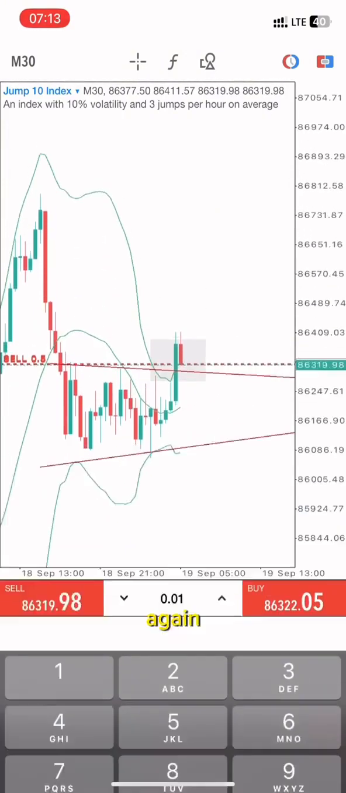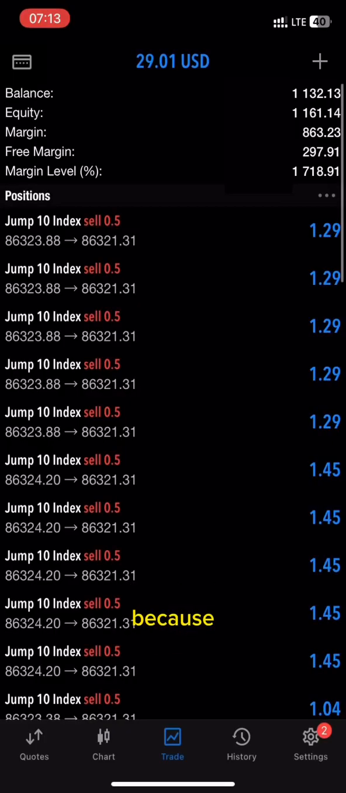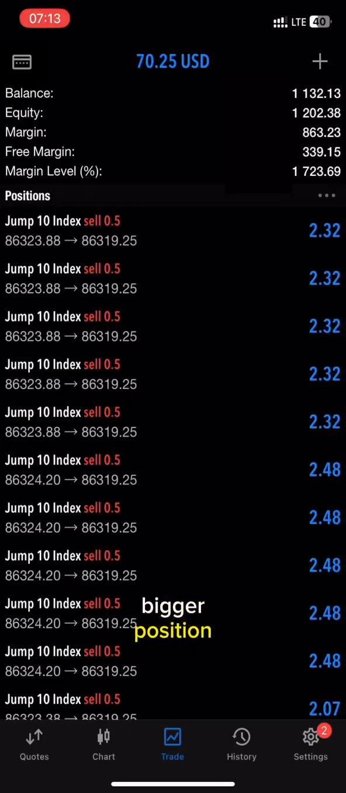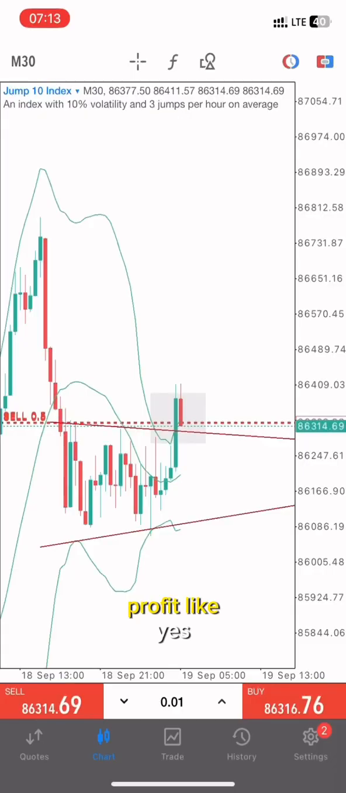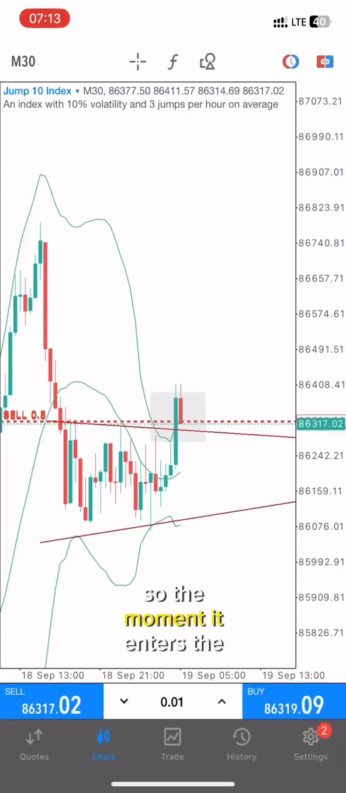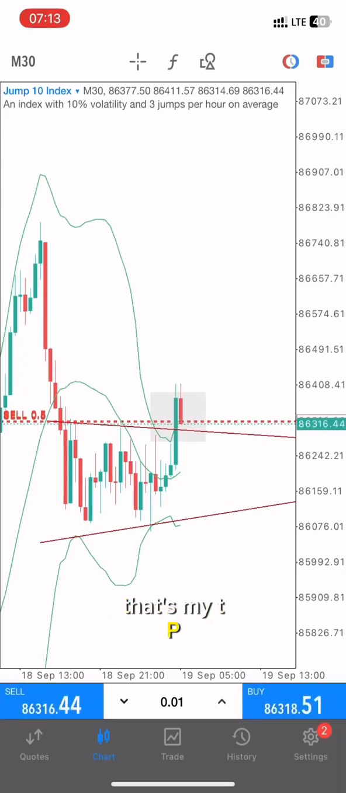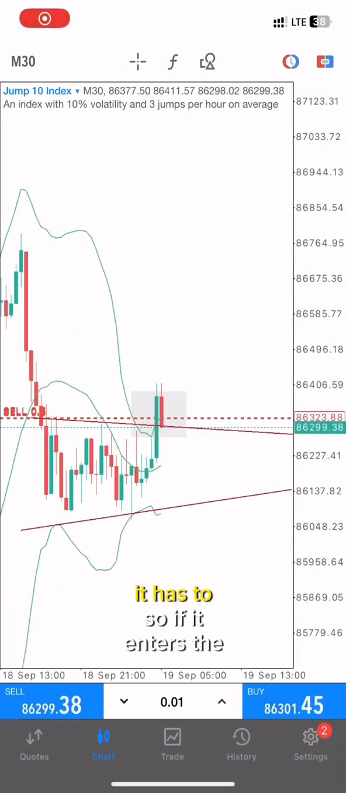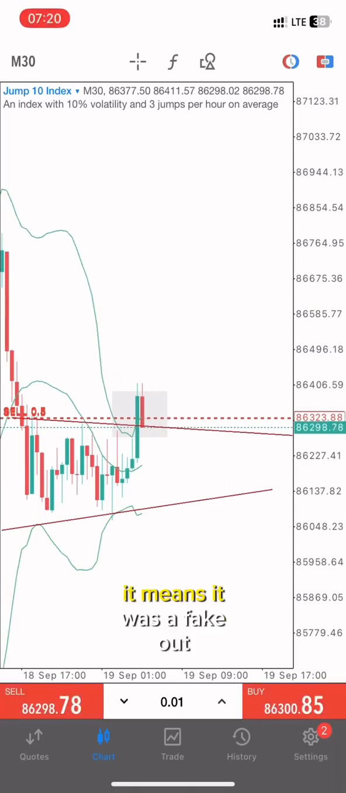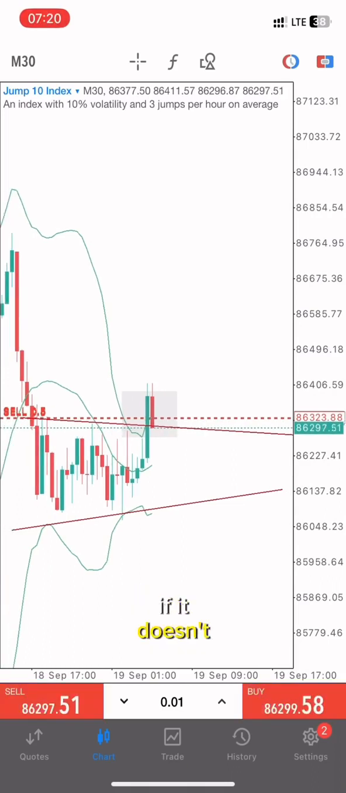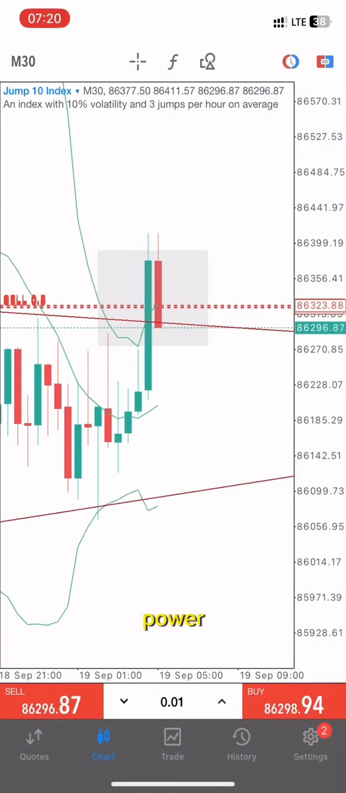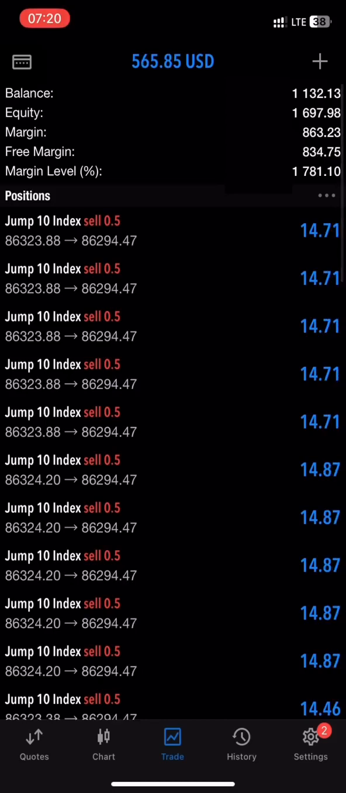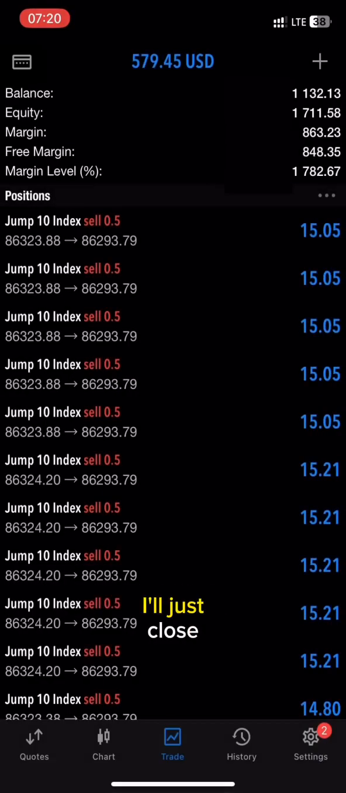So I'm going to full margin again. I decided to close at 1000 because I wanted to enter with a bigger position which accumulates faster profit, like yes, you can see. So the moment it enters the trend line, that's my TP, and eventually it will enter the trend line because it has to. If it enters the trend line, it means it was a fake out. If it doesn't, it means there is buying power. But then it entered the trend line, as you can see. So like I was doing before, I'll just close.